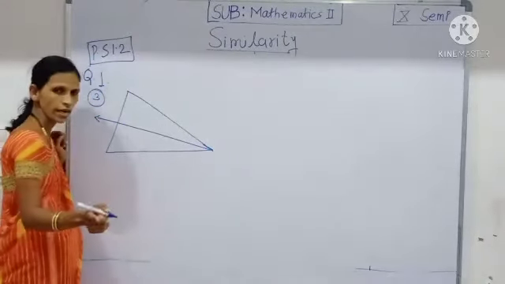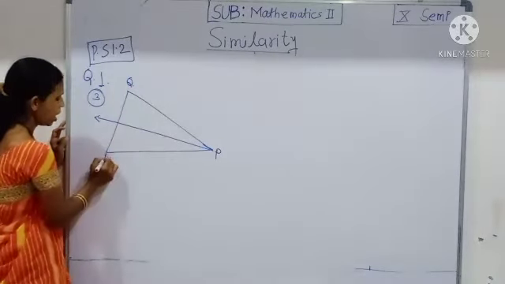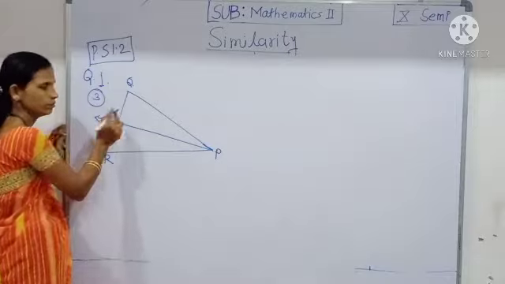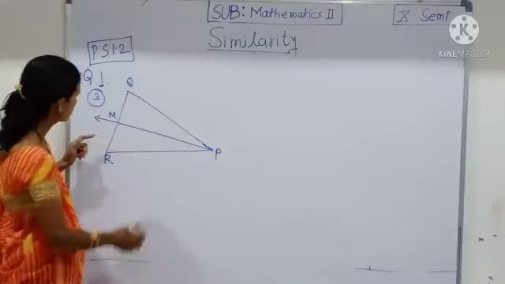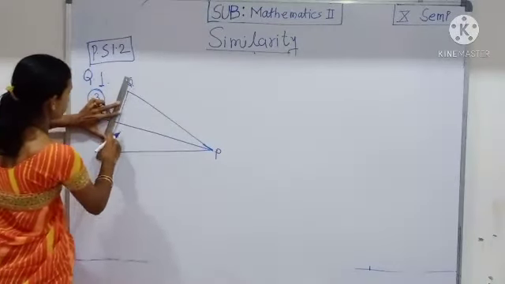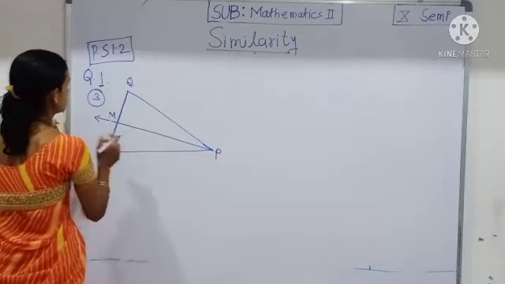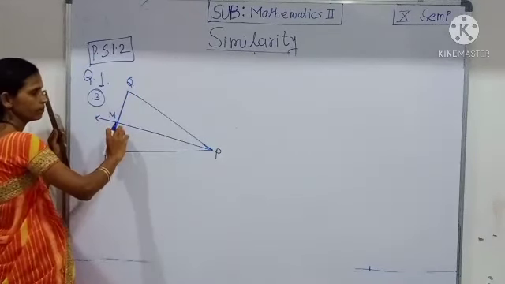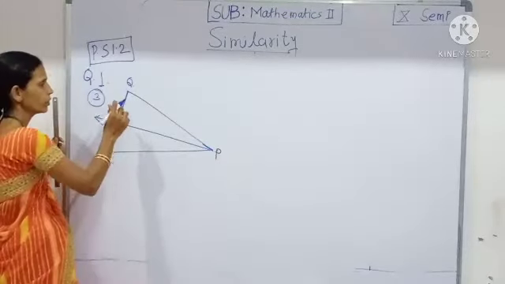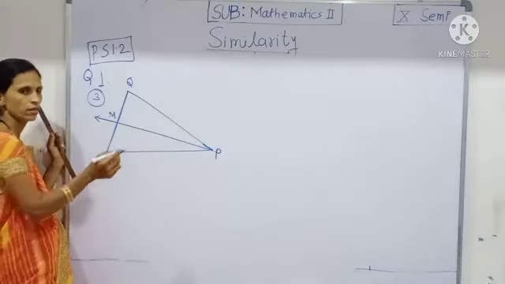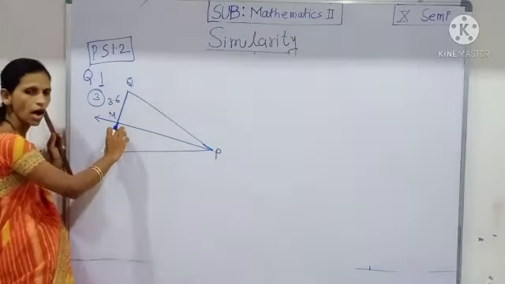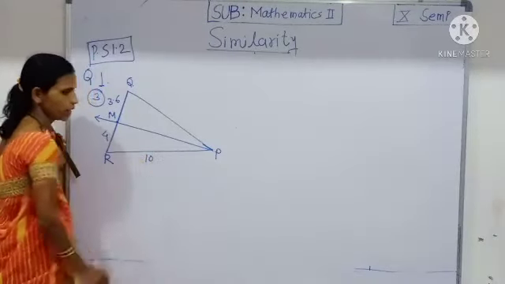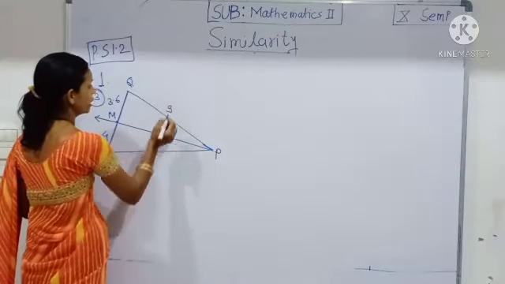See here, triangle PQR is given, and that ray PM intersects the third side QR and divides the side QR into two parts, QM and RM. Here the values of a few line segments are given. QM is 3.6, RM is 4, PR is 10 units, while PQ is 9 units.